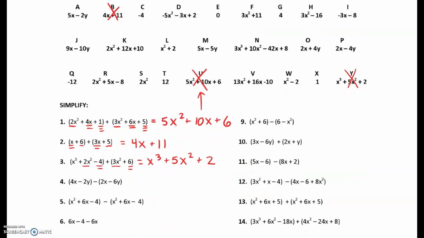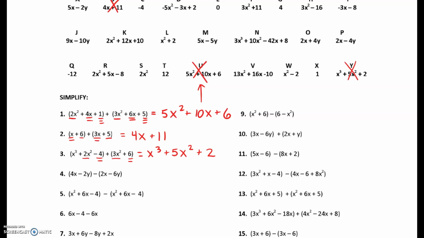Now, number 4 starts the subtraction problems. So if you look at number 4, there really is a -1 in front of this parenthesis. So we are going to distribute that -1 and rewrite each of the terms with their proper signs. So keep 4x minus 2y minus 2x plus 6y. And I changed the 2x to a negative, the -6y to a positive because of that subtraction sign.